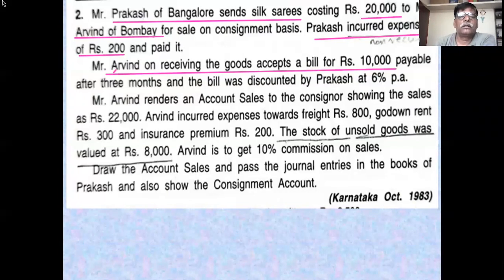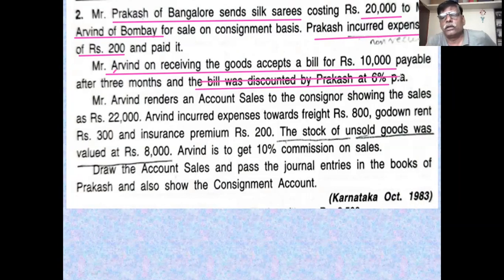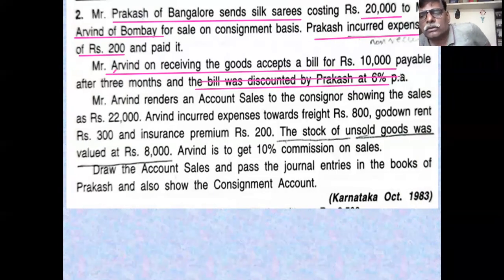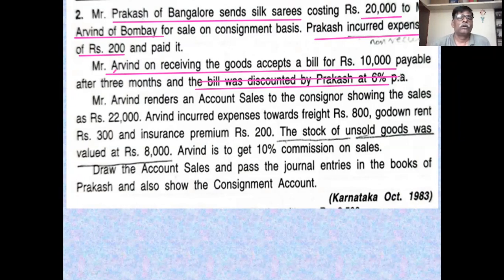Then after a 3 months period, the bill is discounted with the bank at 6%. You forget this point. You don't take the bill discounted value. Only take the bill received value in the consignee account credit side, and discount you don't consider. Okay.